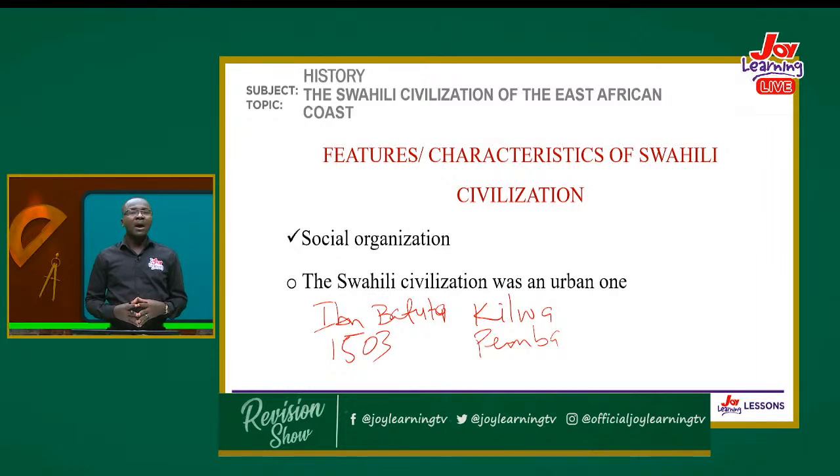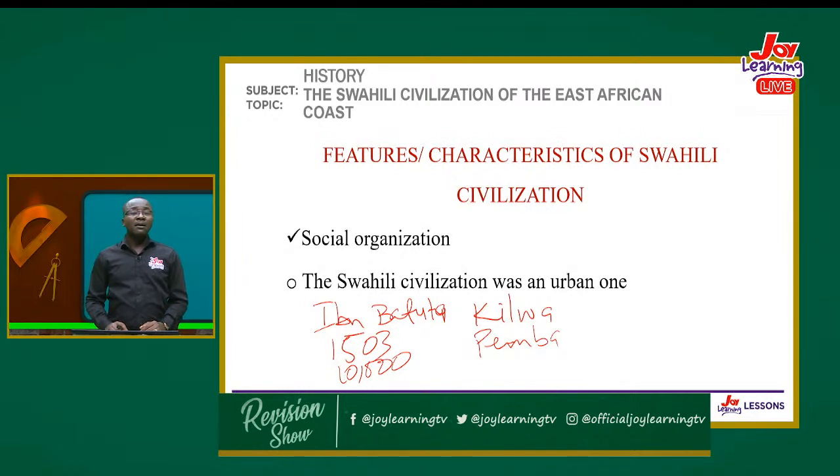Now, we're saying that Swahili civilization was an urban one. Most of these cities were built with tall, magnificent buildings, with well-laid streets and public facilities that made the cities very beautiful. So Ibn Battuta is talking about the fact that Kilwa, as he visited, was one of the beautiful cities he had ever visited as at the period 1503, and was saying that around this period, the population of the place could number up to about 10,000.